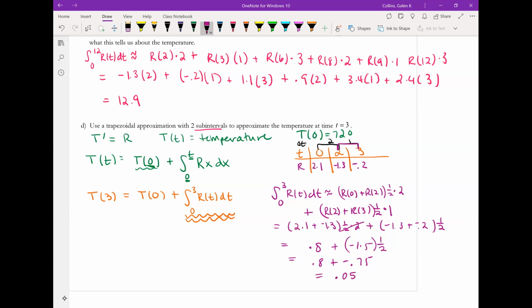So if I come back to this equation, T of 3 is 72 degrees plus 0.05 degrees. So I should use approximately here, but it's not a big deal. So 72.05 degrees Fahrenheit. Don't forget Fahrenheit.